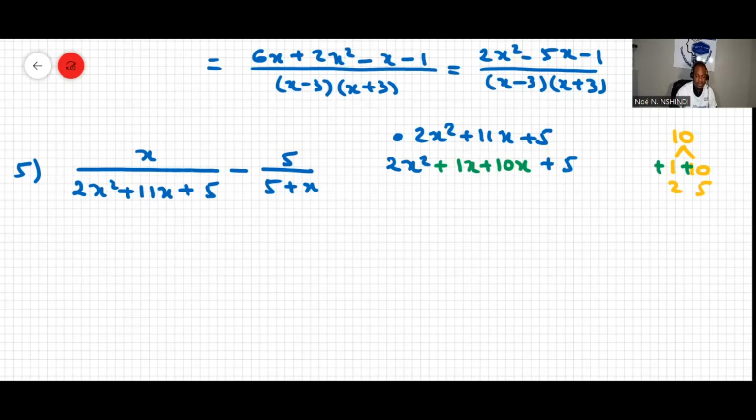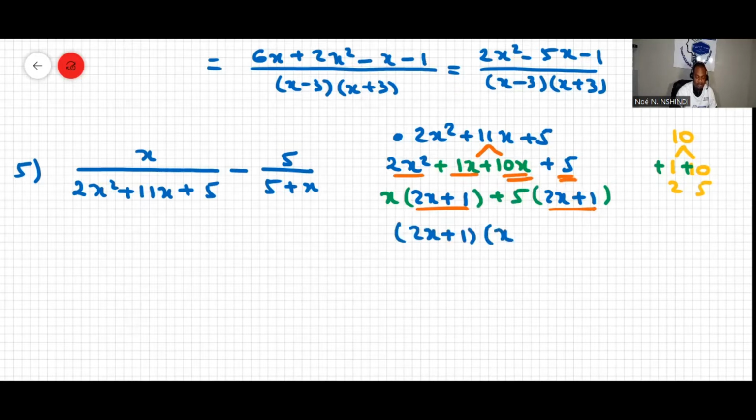Knowing that 1x plus 10x just comes from 11 there. And now we can factorize by grouping, okay? The first two and the last two. The first two has x for a common factor, and in the last two we can take 5 also as a common factor. Now this would be 2x plus 1, and that will be 2x plus 1 also. Now that this and that are common, we will have 2x plus 1 and then x plus 5.